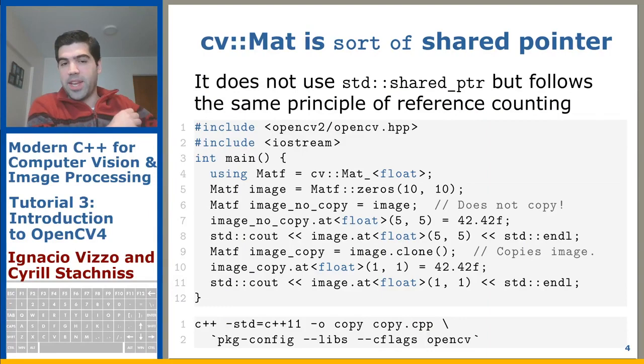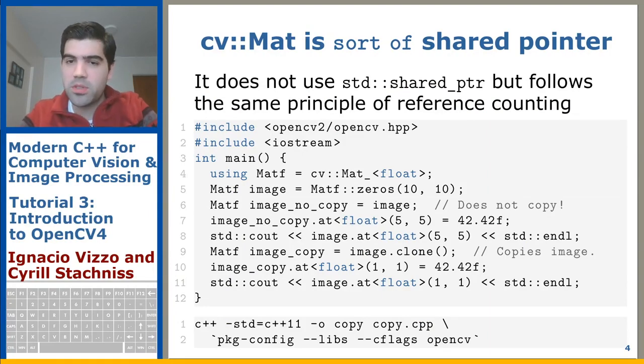One big disclaimer is that cv::Mat is a sort of shared pointer. When they started developing the library, all the dynamic memory management libraries from C++ were not in place, so they had to do it by hand. We will discuss this in future lessons, but just a warning.